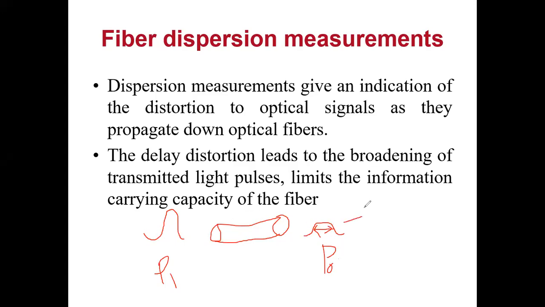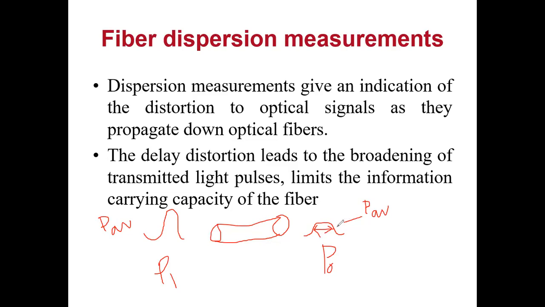But if I'm measuring the average power of the output waveform and the average power of the input waveform, there is no reduction in the average power. If there is no attenuation, and I'm considering only dispersion, there is no decrease in the average power. The average power will remain the same, but the pulse width has increased, it has broadened. So dispersion is also called distortion or pulse broadening. All three are one and the same thing.